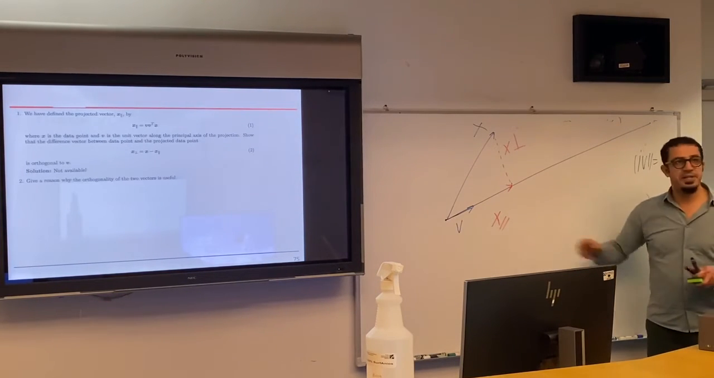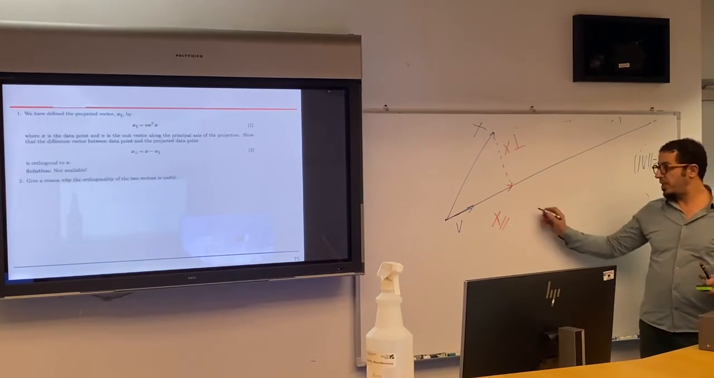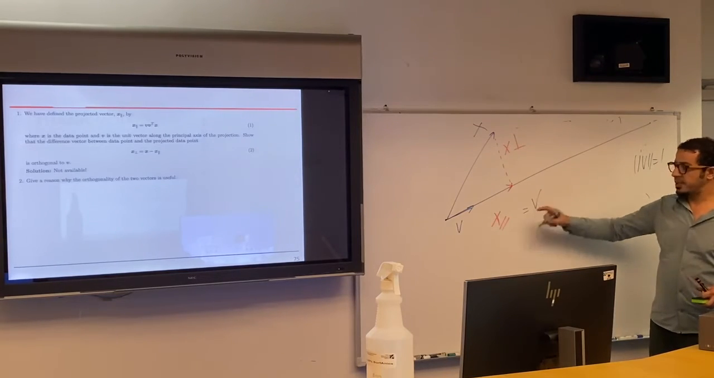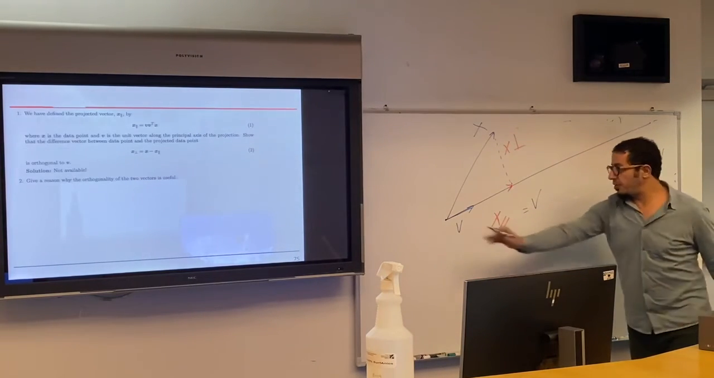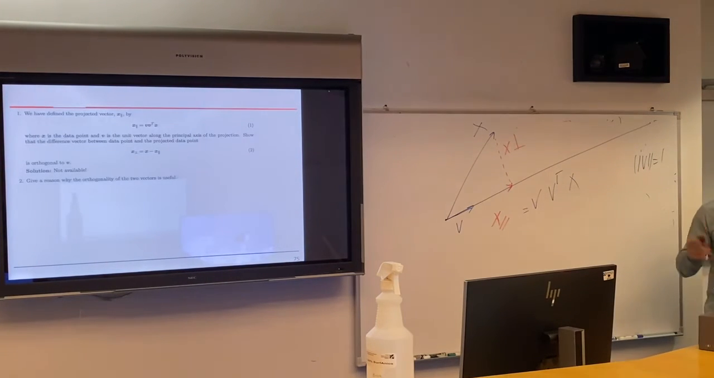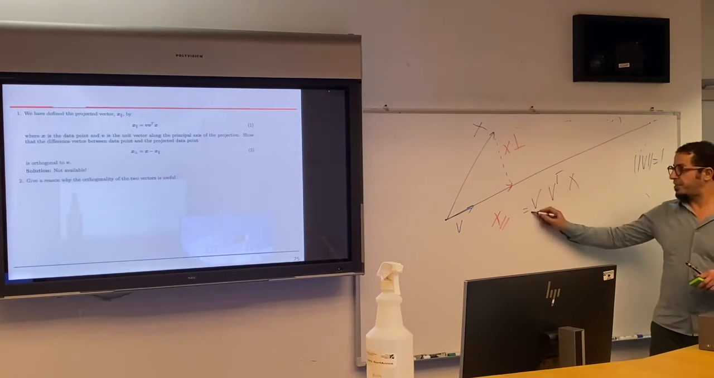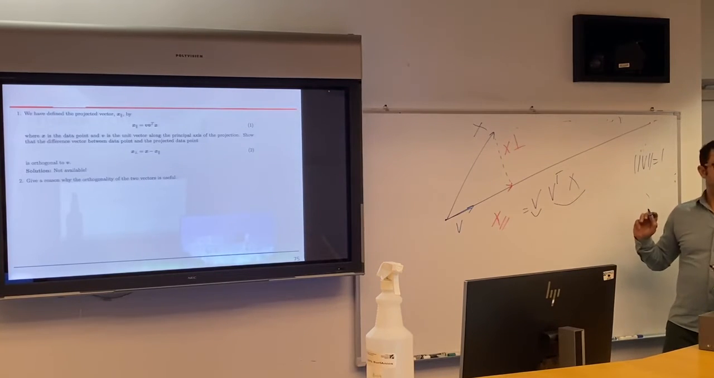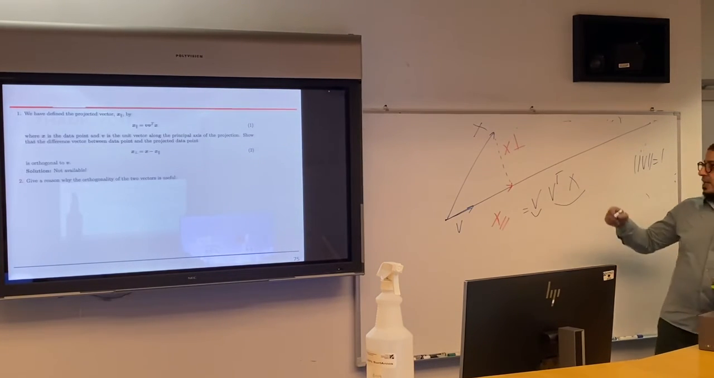How to find this one here, please? We did it just before, right? So this one for sure is in the direction of v. What is the modulo here? It is v transpose x. So it's as simple as that. This is the direction, this is the module. Clear? You can do it by cosine as well.